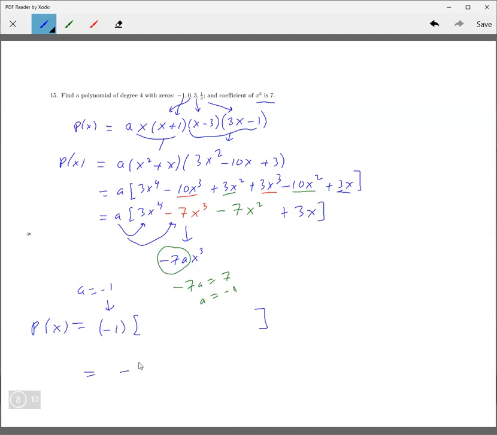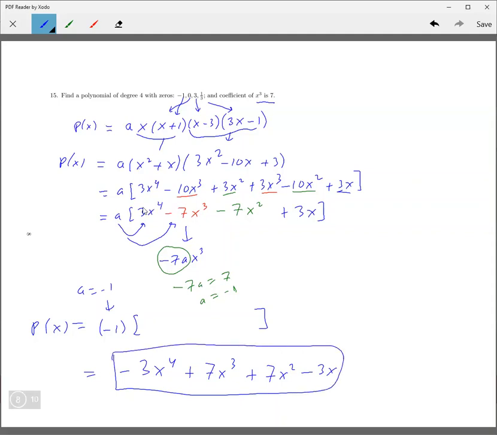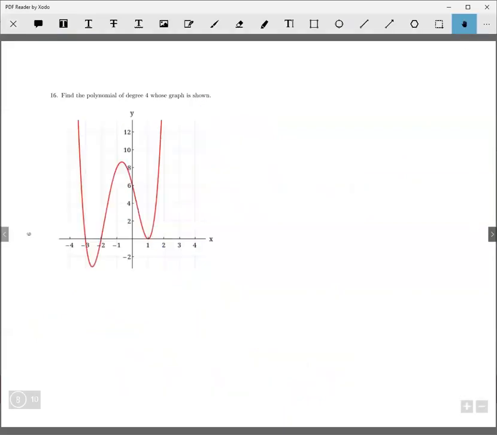If you distribute -1 in, you're going to get -3x to the fourth plus 7x cubed plus 7x squared minus 3x. Okay, just multiply each of these terms by -1, and that's what you get right there. That should do it. Okay, I think we have one more problem to go.